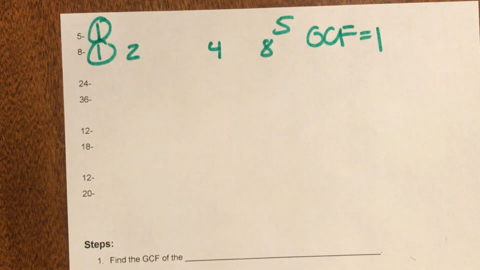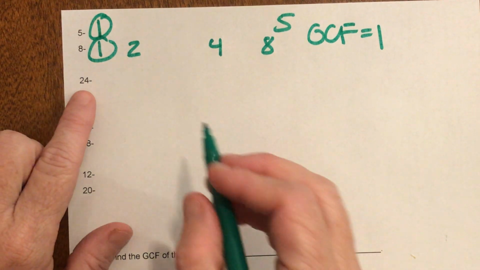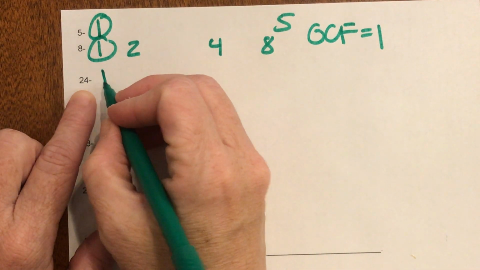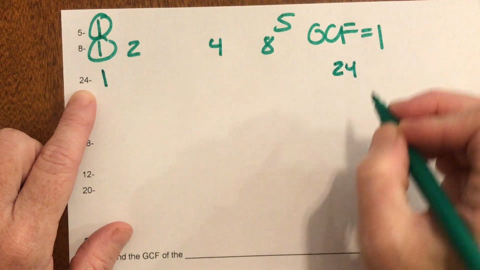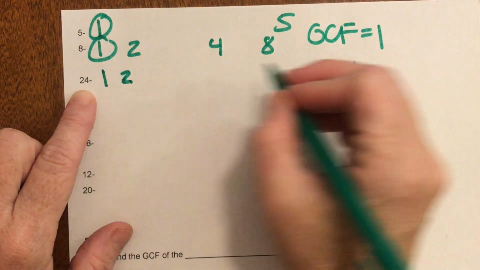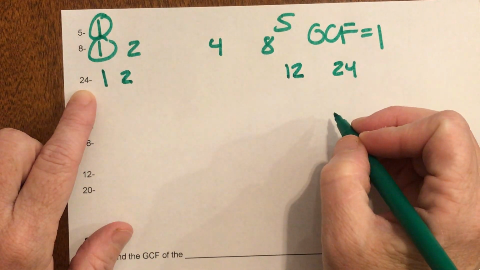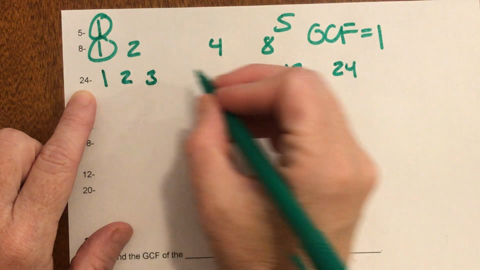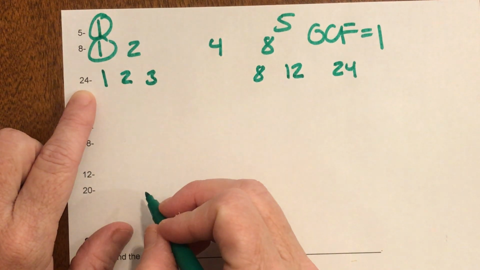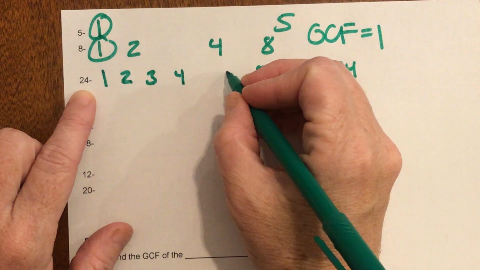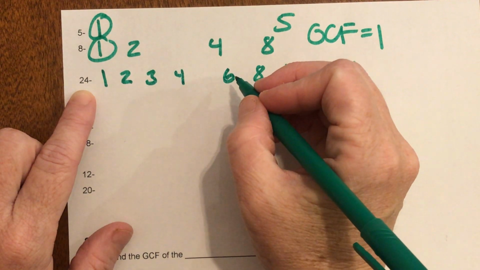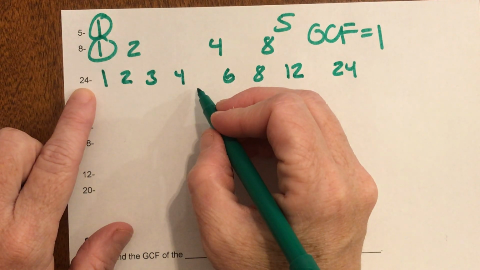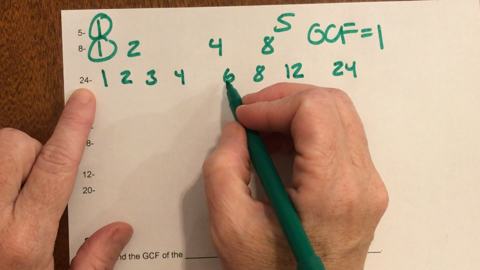Okay, let's try another one. Ready? Okay, 24. So we always start with 1. 1 times 24, 2 times 12. Oh, this is a tricky one. 3 times 8, 4 times 6. 5 doesn't work, and then 6 would be a repeat.